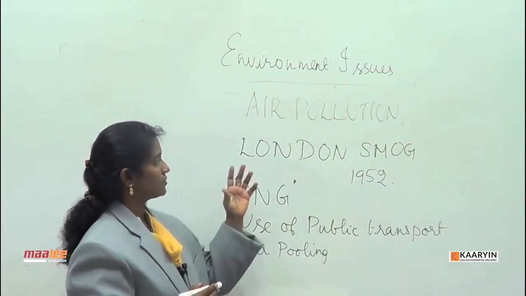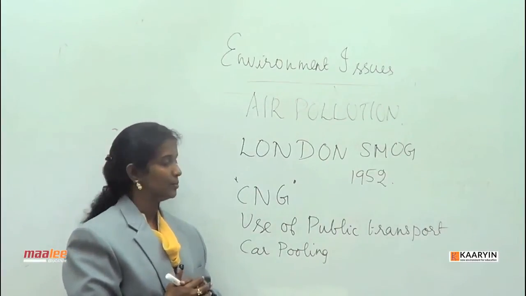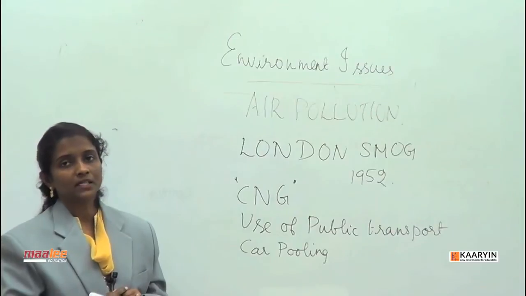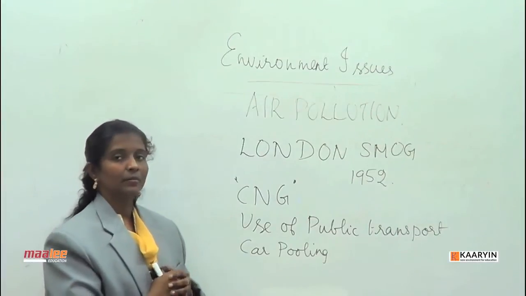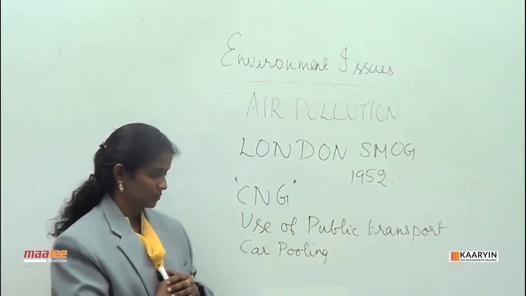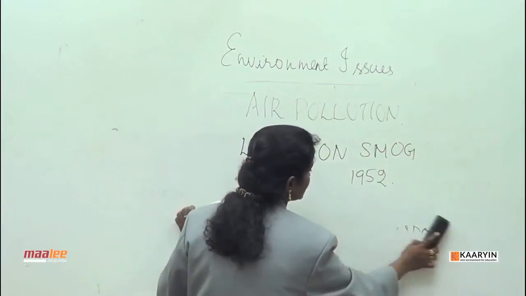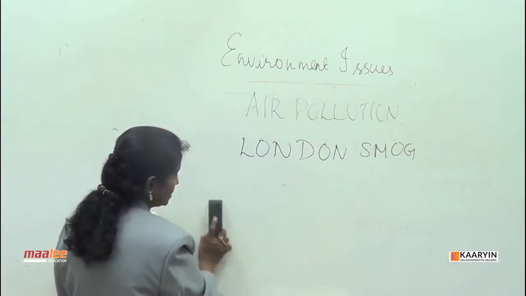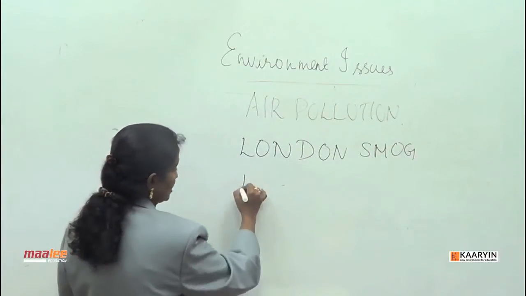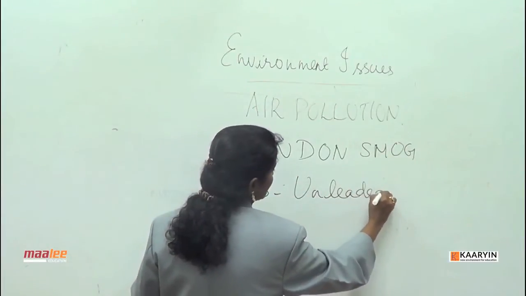The main reason for air pollution, as we see in the cities and urban regions, is this automobile exhaust, and this can be prevented by use of CNG vehicles, use of public transport, and carpooling systems. Apart from this, we also have to devise strategies which can control lead emission, wherein we use unleaded petrol.